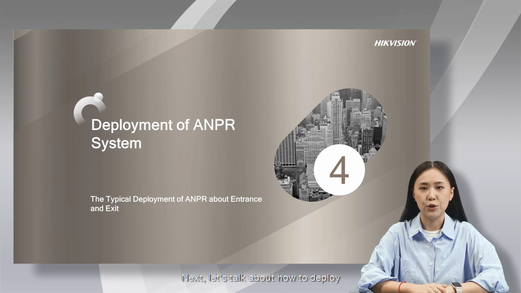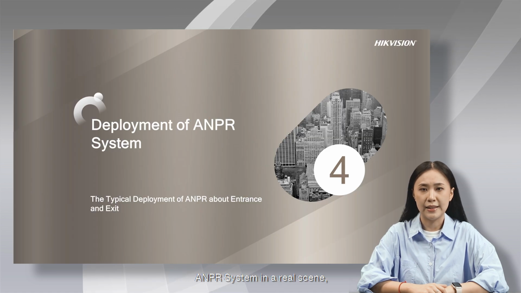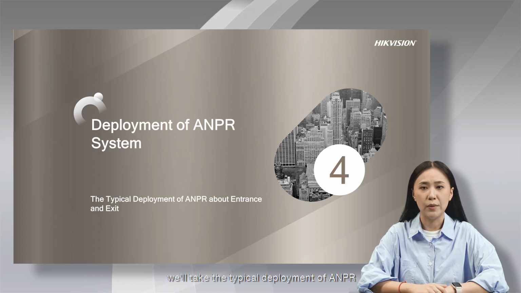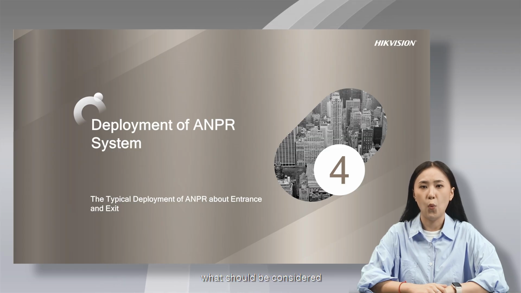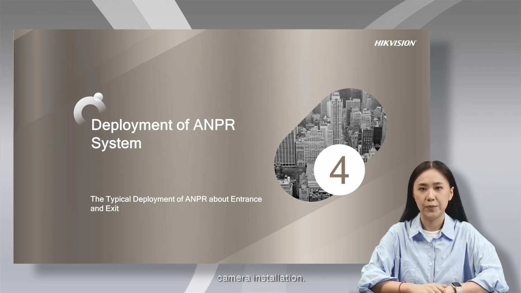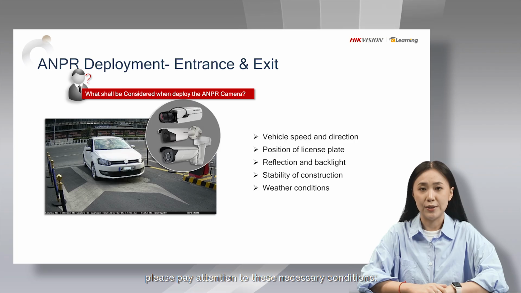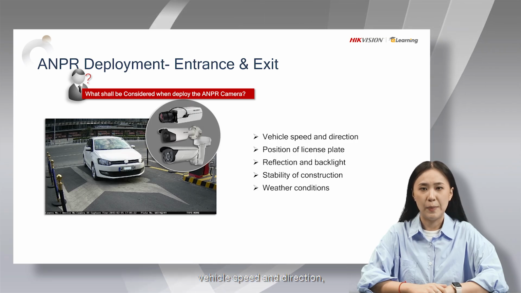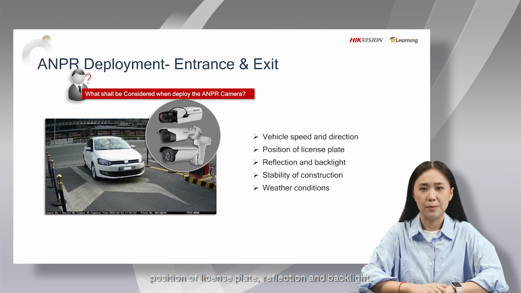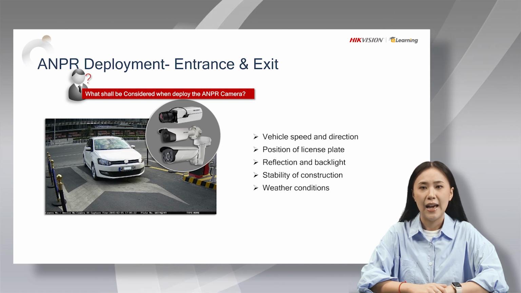Next, let's talk about how to deploy an ANPR system in a real scene. We'll take the typical deployment of ANPR at an entrance and exit as an example to help you know what should be considered and the requirements of ANPR camera installation. So in the entrance and exit scene, when you start deploying an ANPR system, please pay attention to these necessary conditions: vehicle speed and direction, position of license plate, reflection and backlight, stability of construction, and the usual weather conditions on site.